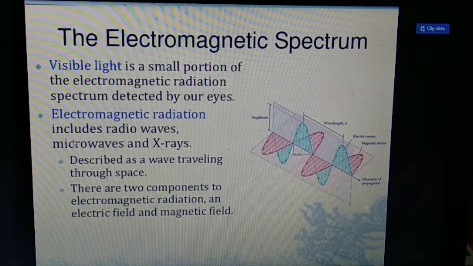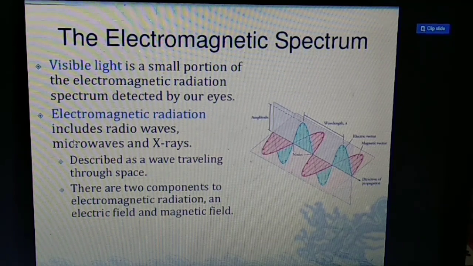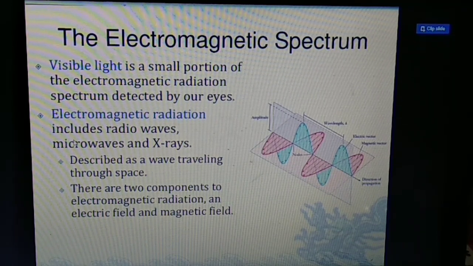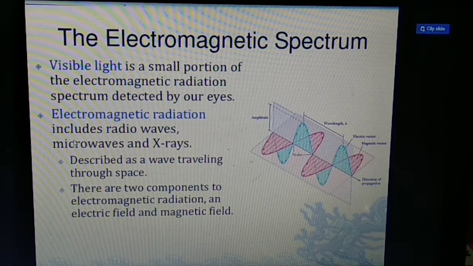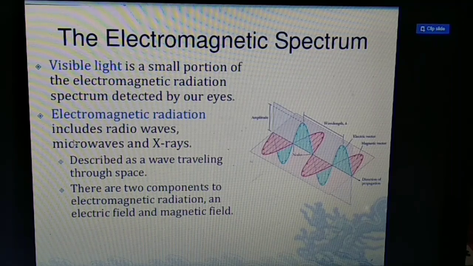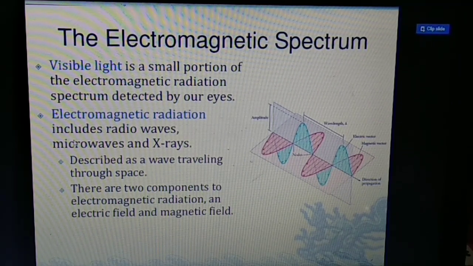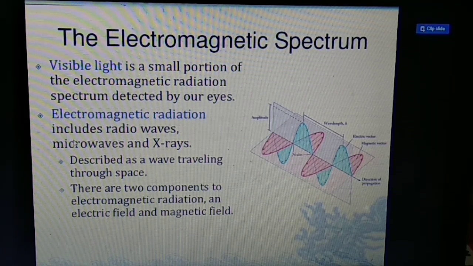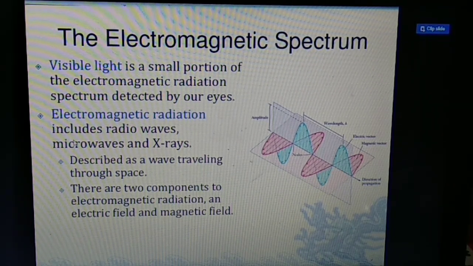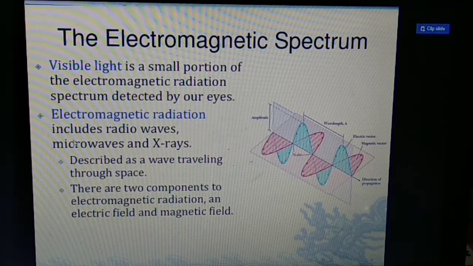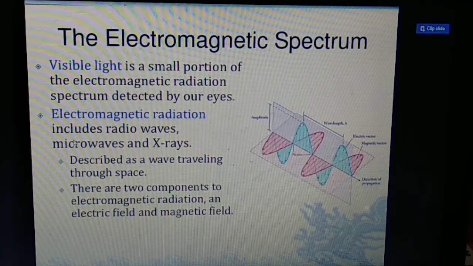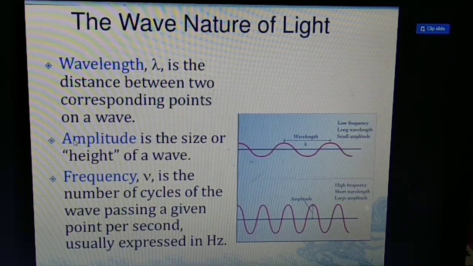Now students, electromagnetic spectrum. Visible light is a small portion of the electromagnetic radiation spectrum detected by our eyes. Students, electromagnetic radiation includes radio waves, microwaves and X-rays. Described as a wave traveling through space, there are 2 components to electromagnetic radiation: an electric field and a magnetic field.